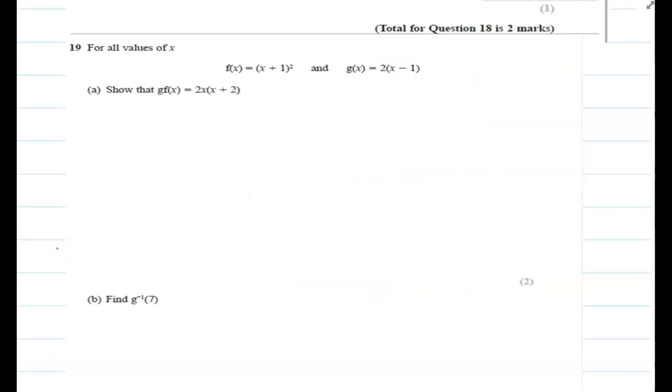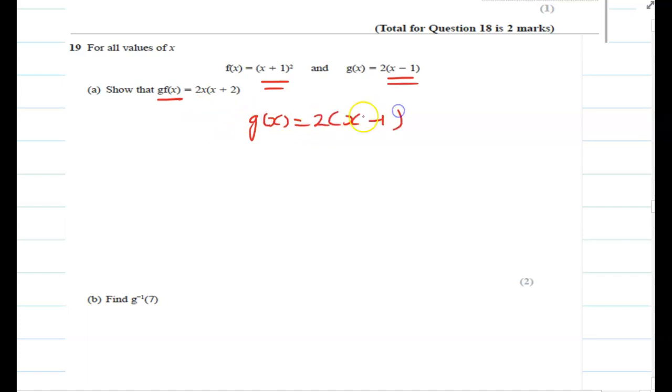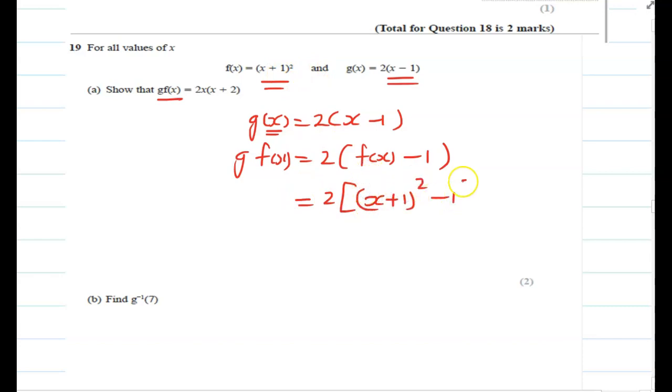Question 19. For all values of x, f(x) equal to (x plus 1) square, g(x) is 2x minus 1, and you need to find g(f(x)). So let's find what is g(x). Our g(x) is 2x minus 1. If we replace this x with f(x), it will be 2 times f(x) minus 1. And what is f(x)? f(x) is (x plus 1) square. So 2 times (x plus 1) square minus 1.